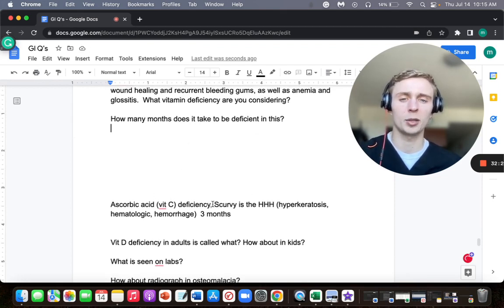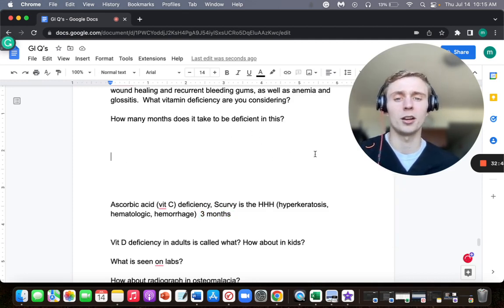So scurvy, how you remember it, is the 3 H's: hyperkeratosis, hematologic, and hemorrhages. Hyperkeratosis, hematologic, and hemorrhages for ascorbic acid deficiency, vitamin C, and it takes 3 months to become deficient. Remember when the people from England were sailing over to the United States, a lot of them got scurvy because they didn't have any foods with vitamin C on their trip over, and it took over 3 months to get here. So that's going to lead to scurvy, HHH.